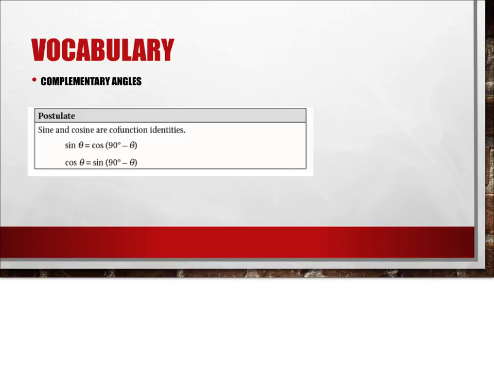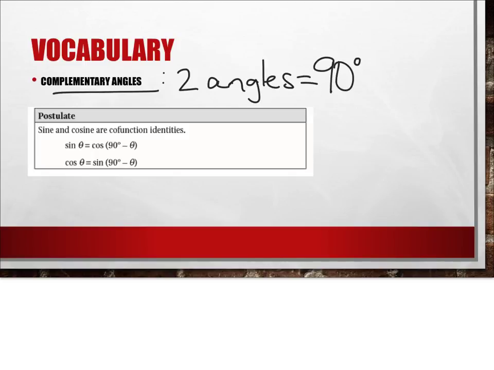Alright, so vocabulary, the biggest thing to get going is just remembering what complementary angles mean. It can be more than two angles, but in this case we'll just say it's two angles whose sum is 90 degrees. You should remember that. So this sentence right here, a postulate, is just kind of like the word theorem, a fancy way to say something that's true. That sentence you should definitely write down. Sine and cosine are co-function identities. We're going to draw a picture which will hopefully make sense of those two statements.